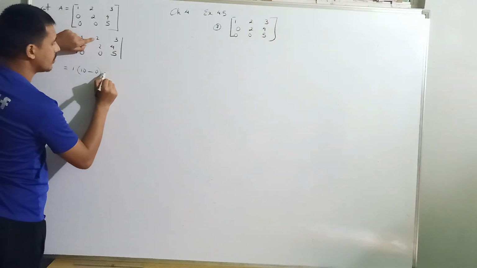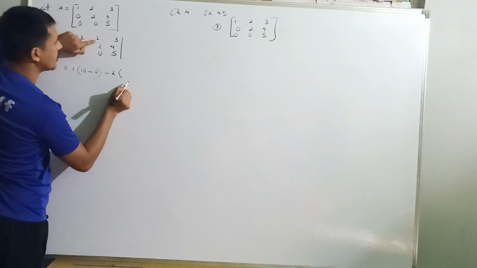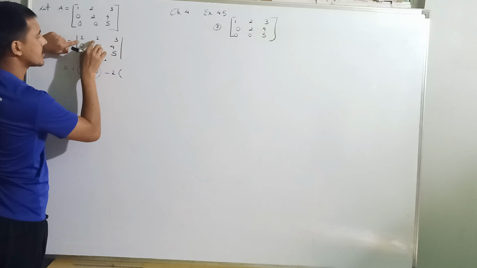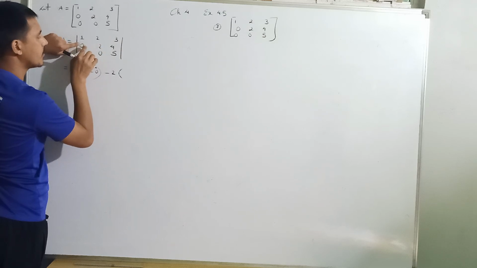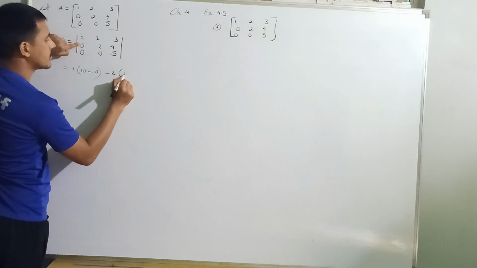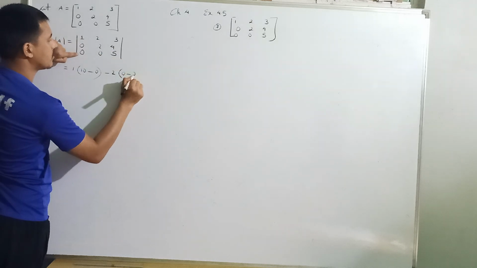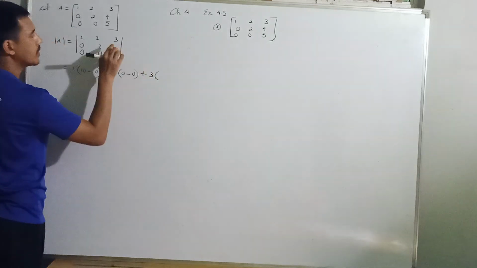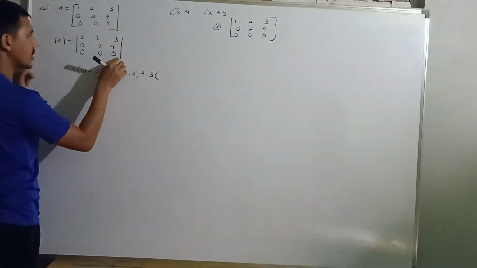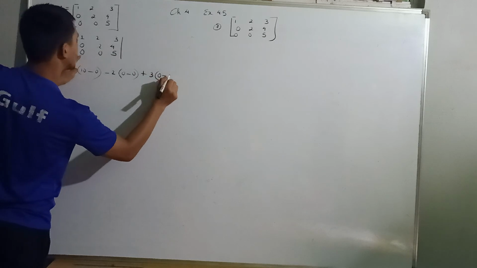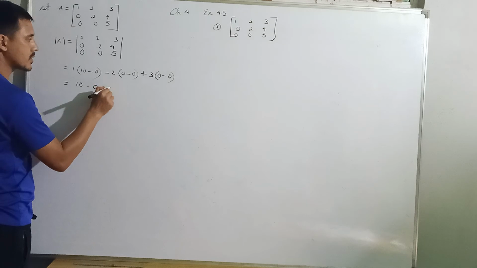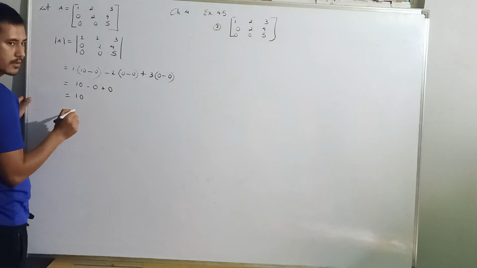Then minus, and this element 2: first row, second column, so cross multiply the remaining things. 0 into 5, 0, minus 0 into 4, 0, right? Then plus, this element 3: first row, third column. So 0 into 0, 0 minus 0 into 2, 0, right? So 10 minus 0 plus 0, so 10, which is not equal to 0.